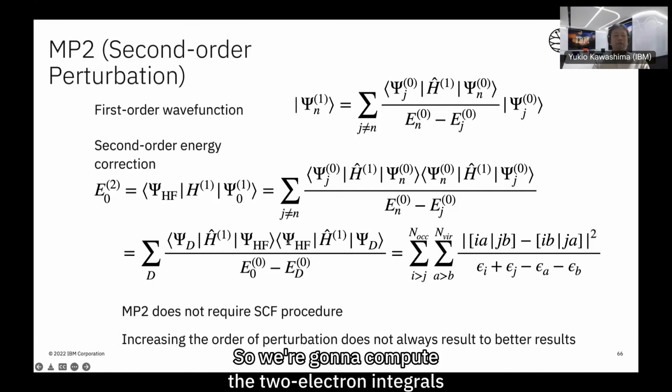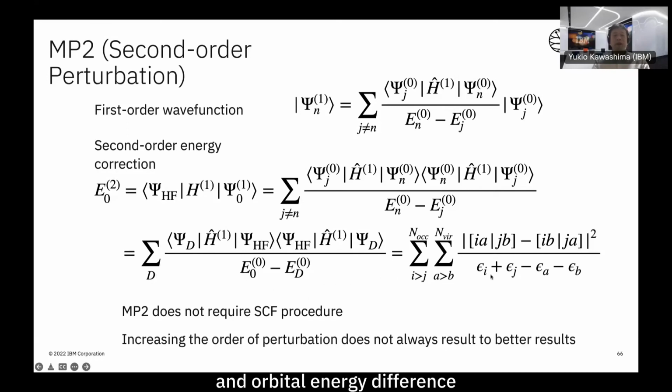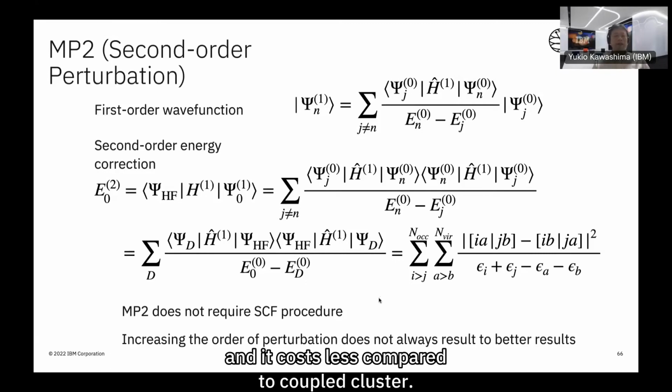So we're going to compute the 2 electron integrals and orbital energy difference of the 2 electron Slater determinants. So it'll be in this form. And the convenient thing about MP2, the second order perturbation, is that it does not require an SCF procedure. So it's sort of a one-shot calculation. So it's quite convenient and it costs less compared to coupled cluster.